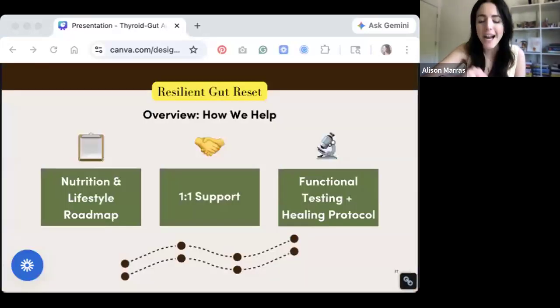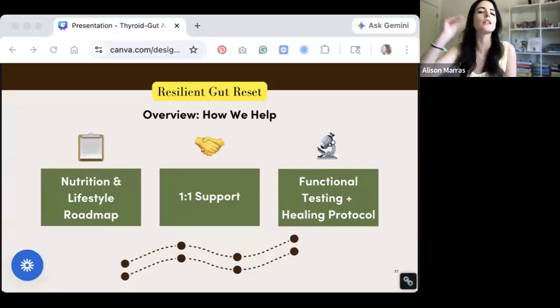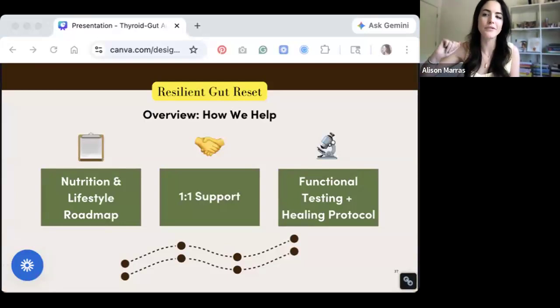And this is where we are actually going to take action and get you results. All right. So this is a zoomed out overview of how we help. We give you that terrain healing through the nutrition and lifestyle roadmap. So you know exactly what your daily schedule is. There's no guessing. You know what you're eating. You've got everything you need.